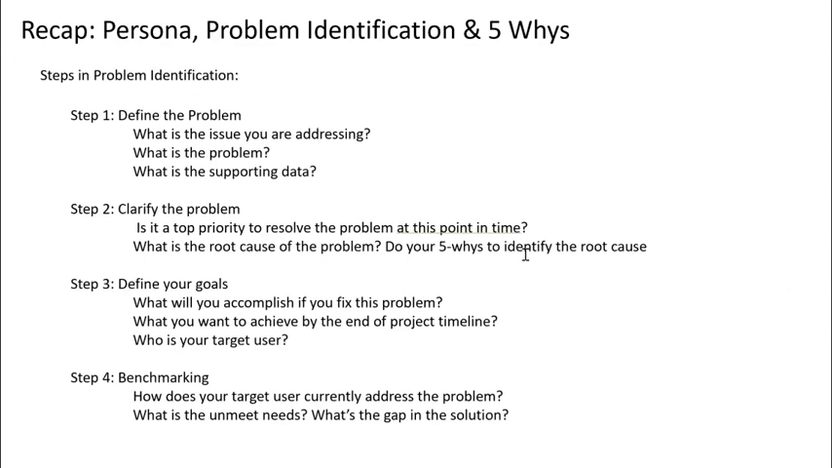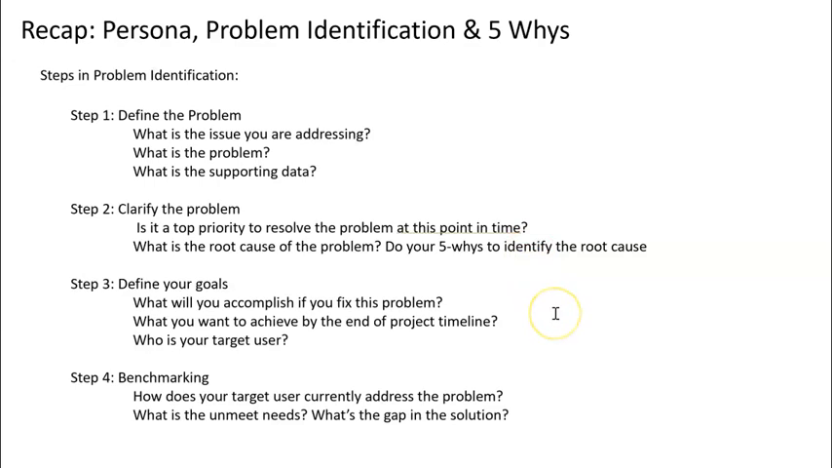So the steps in problem identification. Step 1 is by defining the problem. So what is the issue you are trying to address? What is the problem and what is the supporting data? Step 2 is by clarifying the problem. So ask yourself, is it a top priority to resolve the problem at this point in time? What is the root cause of the problem? Do your 5 whys to identify the root cause.